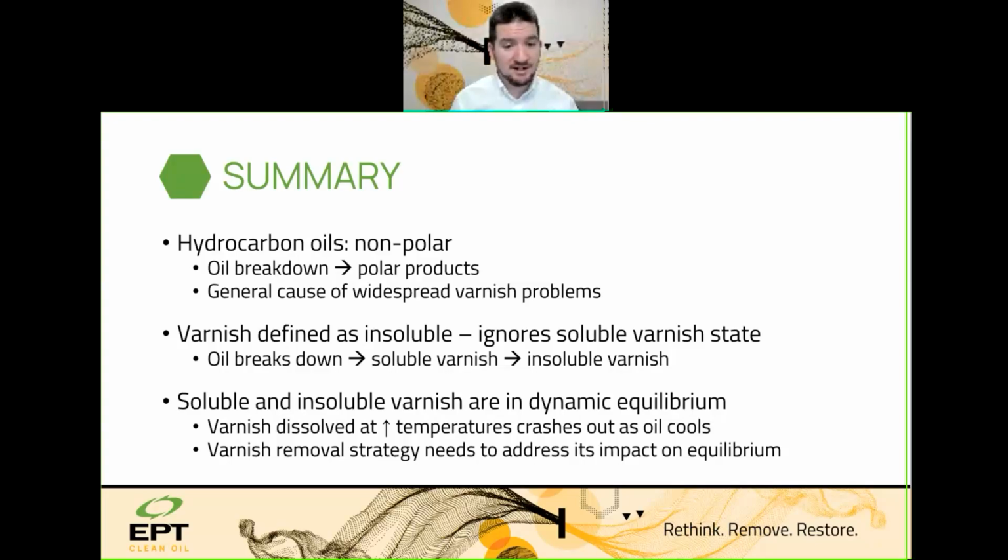So again, as an oil breaks down, we first form soluble varnish. It doesn't go right away to something that's going to stick to the valve and cause it to trip the turbine. That soluble varnish forms, it accumulates, and eventually it establishes an equilibrium with insoluble varnish. Insoluble and soluble varnish are shape shifters. They are in dynamic equilibrium with one another. And some of the implications of equilibrium chemistry here are that varnish that is dissolved at high temperatures, Le Chatelier's principle tells us that it will crash out as the oil cools. An important thing to consider here is your varnish removal strategy needs to address the impact that it will have on soluble-insoluble varnish equilibrium. We've seen how soluble varnish removal really effectively exploits that equilibrium.